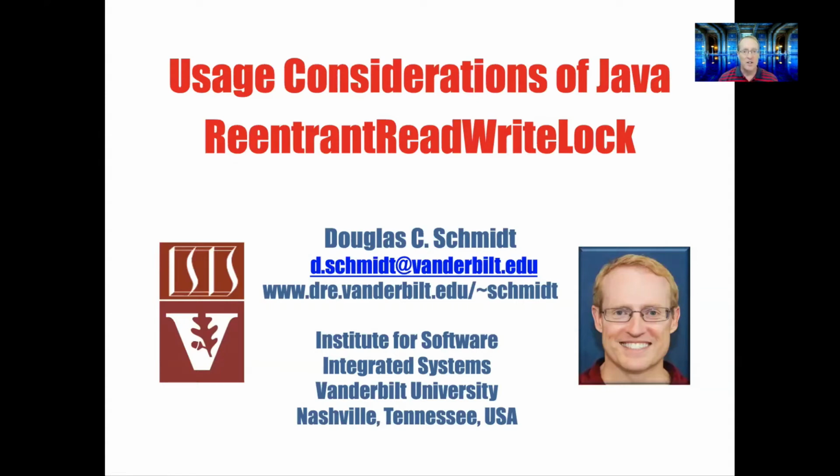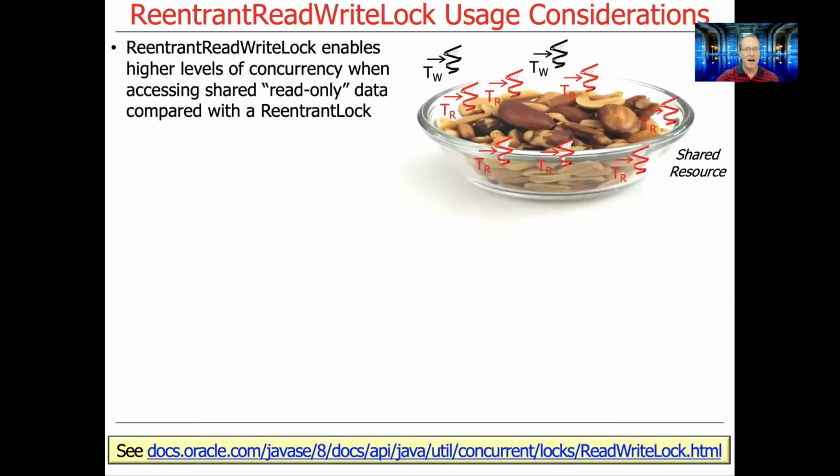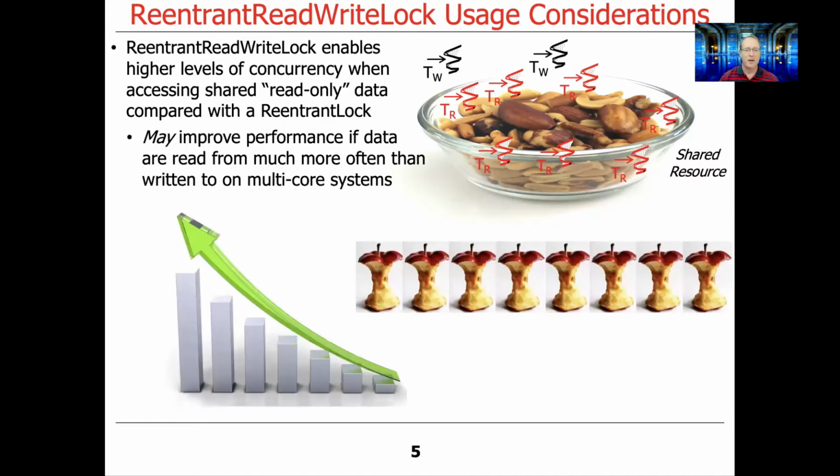So now that we've talked about the structure and functionality and key methods and example application of Java ReentrantReadWriteLock, let's take a step back and talk about some of the usage considerations you have to think about when considering if you should apply this lock to your program. The goal is to enable higher levels of concurrent access when you have a bunch of threads that need to read data that's shared between the threads, relative to other exclusive locking mechanisms like reentrant lock or Java synchronized statements and methods.